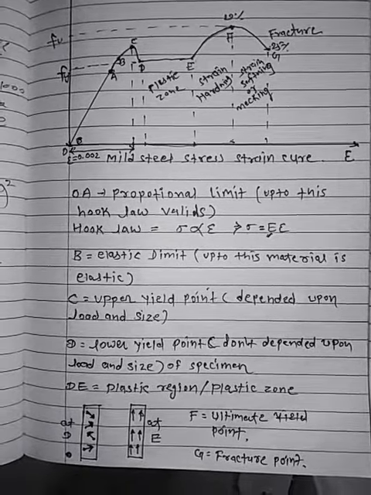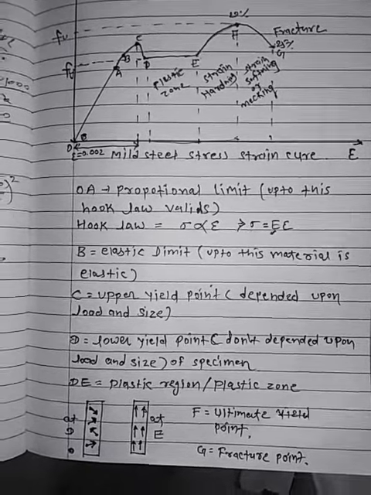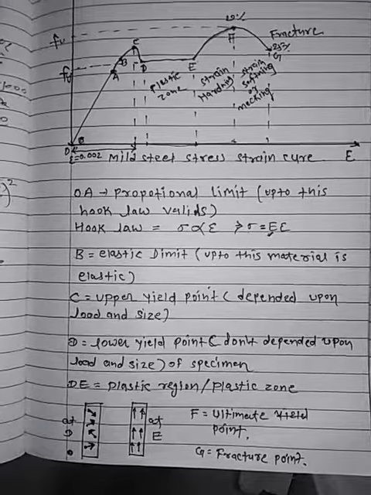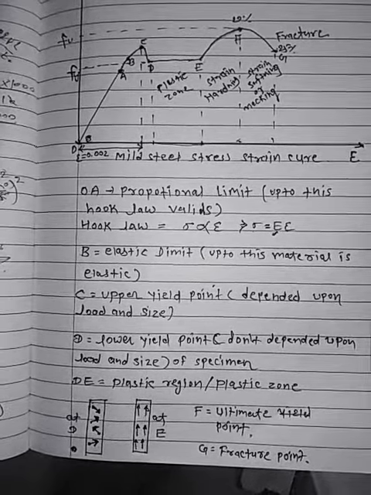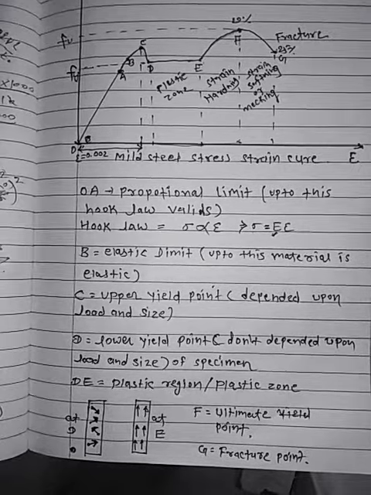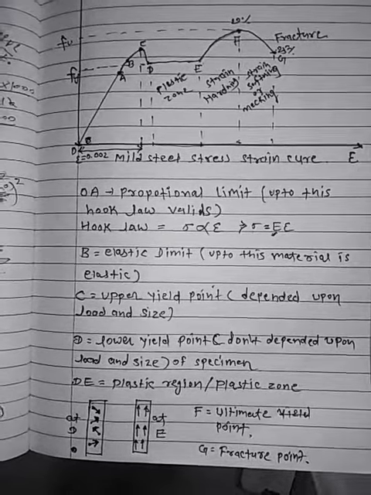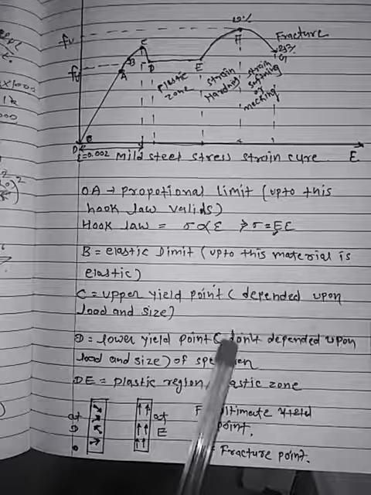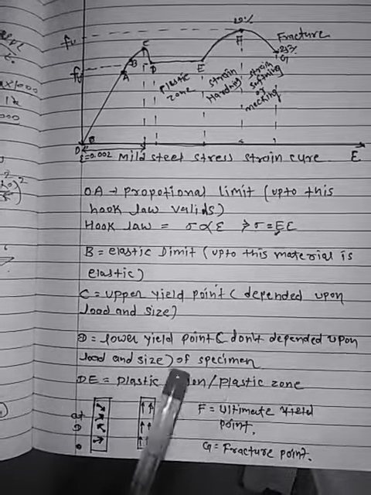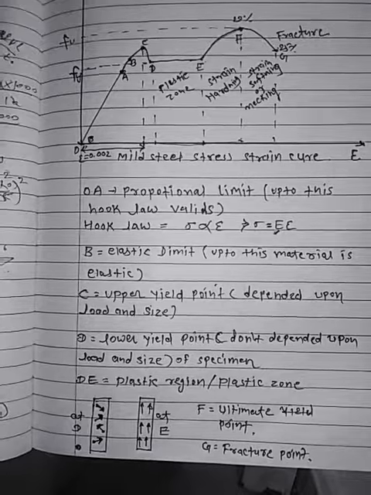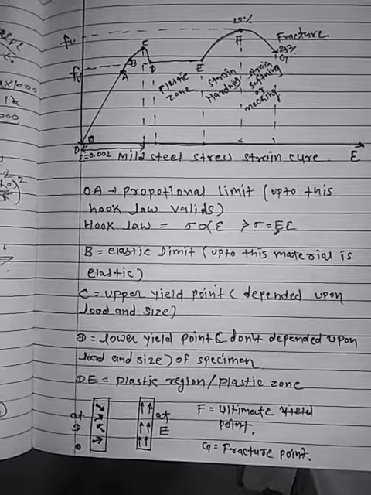Point C is the upper yield point, depending upon the load and size. Up to point C, the upper yield point, the carbon bonds in the mild steel are broken. Point D is the lower yield point, and it does not depend upon the load and size of the specimen. That's why it is considered as the yield stress of mild steel.